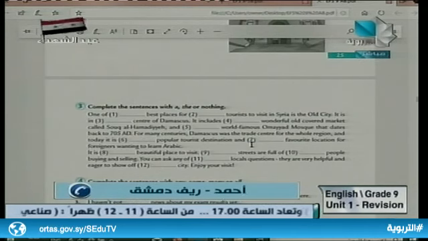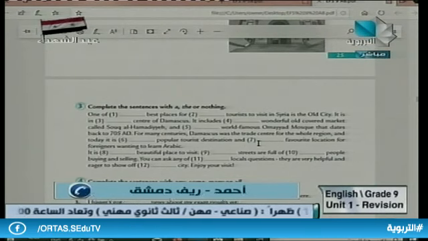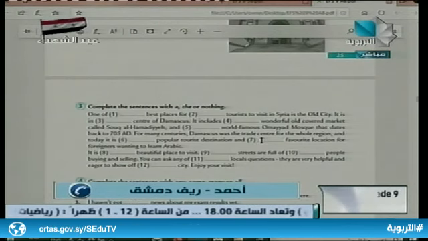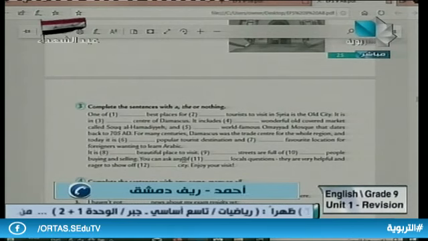And a favorite location for foreigners wanting to learn Arabic. Also it is the same: one of many favorite locations.